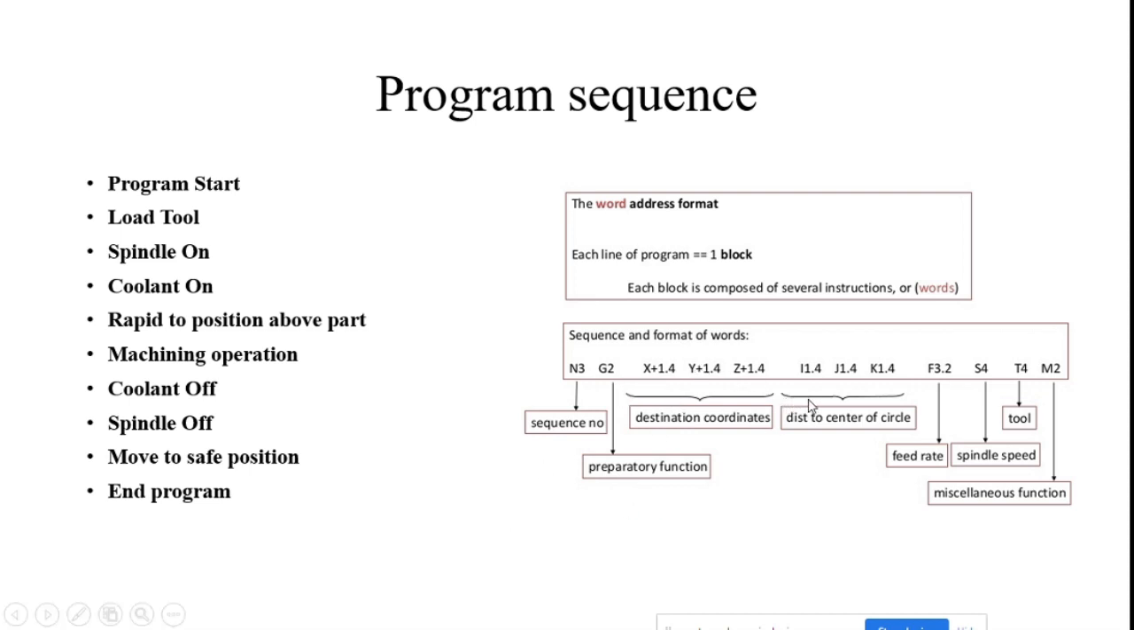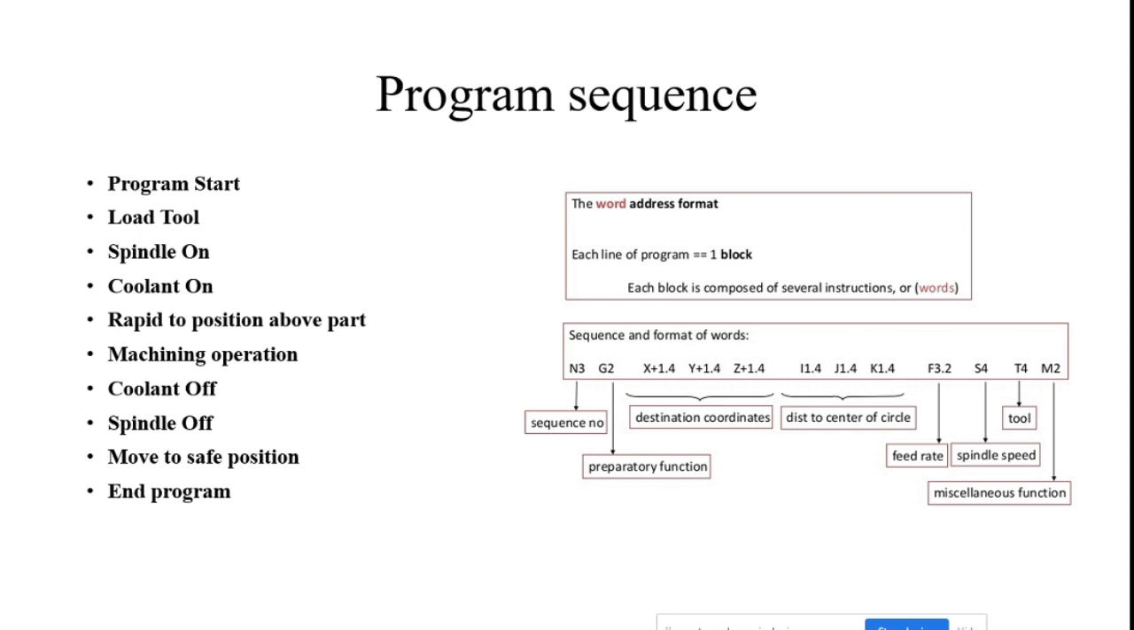After that, the tool may move in circular interpolation, or the tool may produce a fillet, which I do by using the distance to the center of the circle with the I, J, K codes. After giving the coordinates and the center of circle values, I may give the feed rate values, which means cutting conditions, feed rate, and spindle speed. Likewise, I give the command to the machine control system.